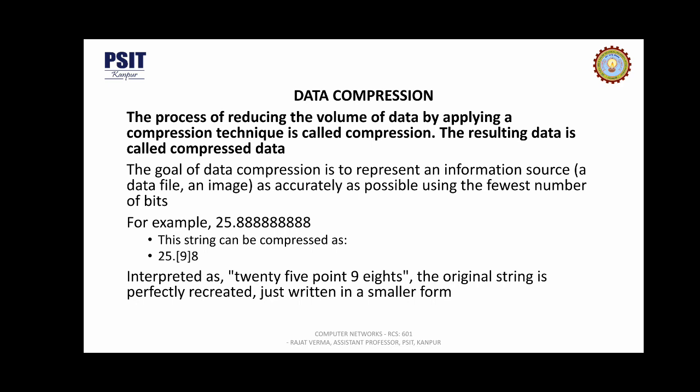For example, if I have a number 25.88888888, then this string can be compressed as 25.9 times 8. It can be interpreted as 25.98, and the original string is perfectly recreated, just written in a smaller form.